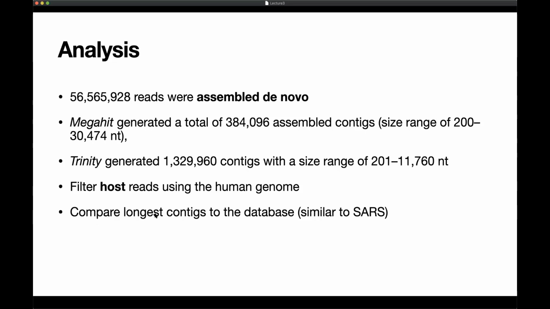And then you compare the longest contigs that remain to the database. In this case, they took the longest contigs, so this 30.5 kilobases and 11.7 kilobases. And when you ran it through a database, it came back looking like SARS, but not SARS. So at this point, they said, we have something that makes sense. It's an RNA virus. It looks like something that causes viral pneumonia, and it is new. So that could be our thing.